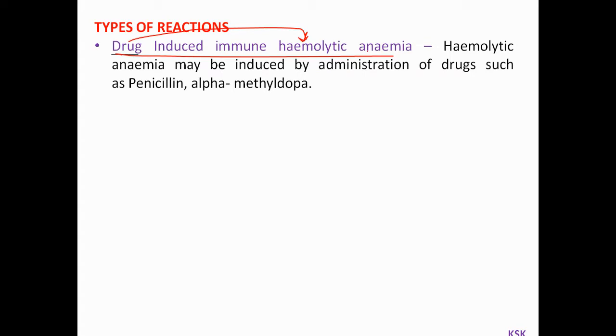That means the breakdown of RBC cells. Hemolytic anemia can be induced by the administration of certain drugs, like penicillin and alpha methyl dopa. These are the side effects of these two drugs; they cause hemolytic anemia. That's why RBC breakdown takes place more when we are taking penicillin or alpha methyl dopa.